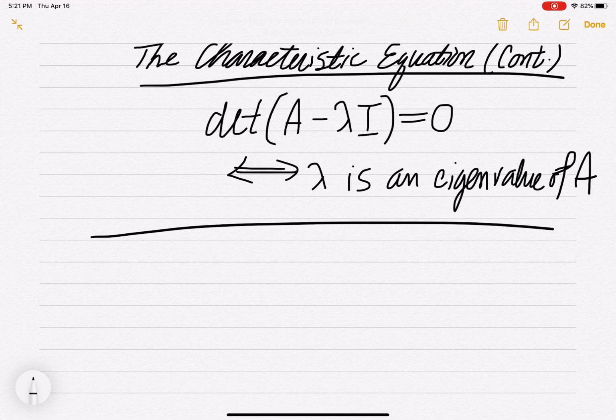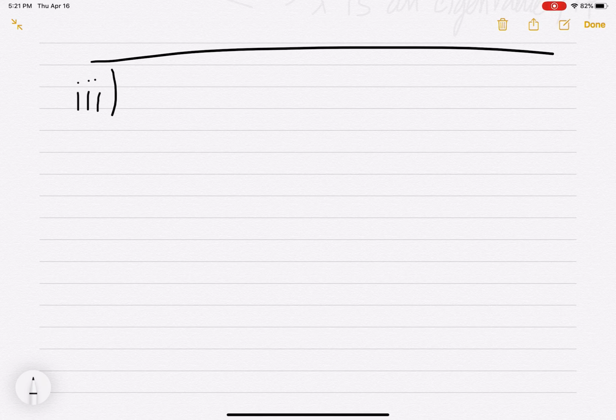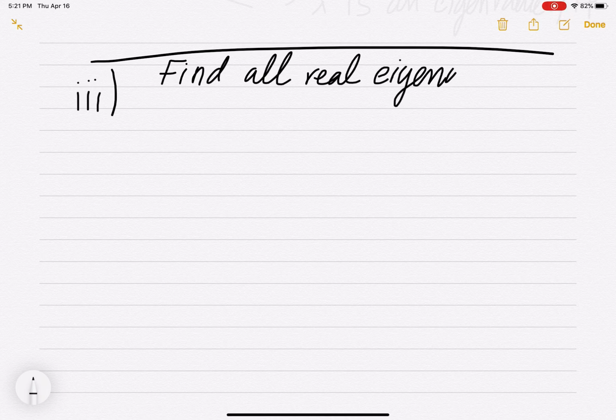All right, so let's do some more practice. We'll do problem 3. We want to find all real eigenvalues of A. We're not going to do any complex. So for example, if you get a complex eigenvalue, we're not going to worry about doing i's and stuff like that.